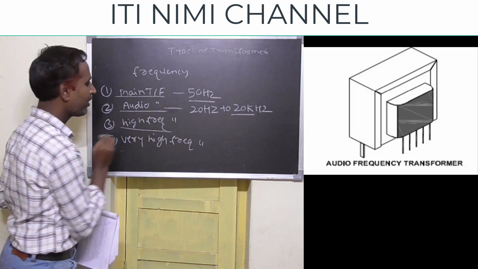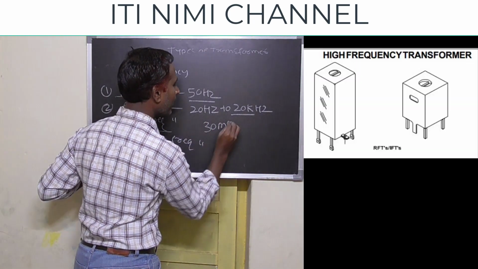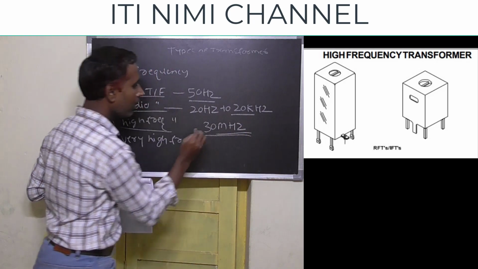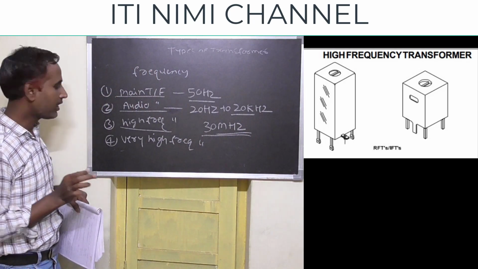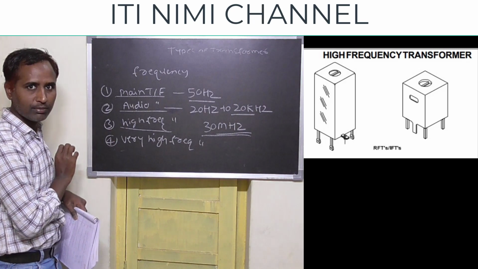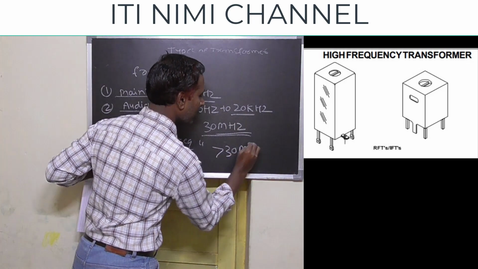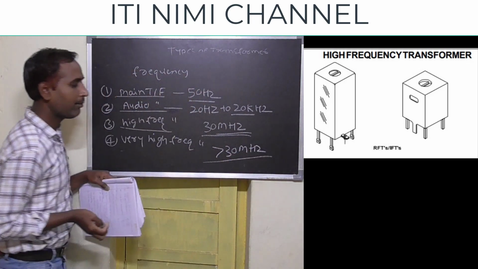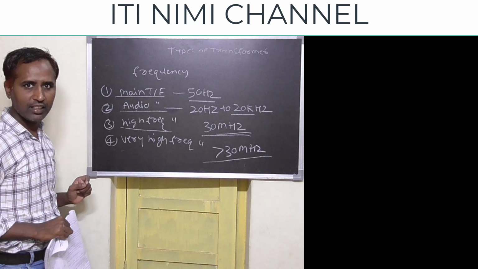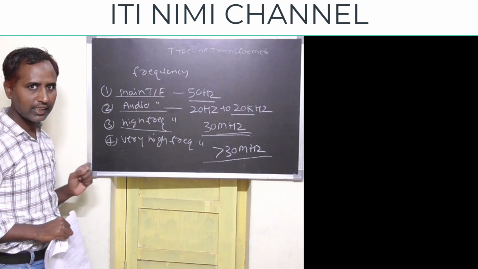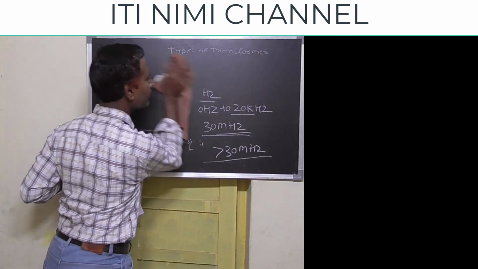Next, high frequency transformer means up to 30 megahertz. The transformers used up to 30 megahertz we say are high frequency transformers. Then more than 30 megahertz, this type of transformer we say is a very high frequency transformer. This is clear.